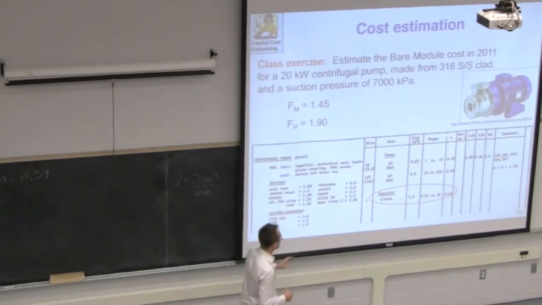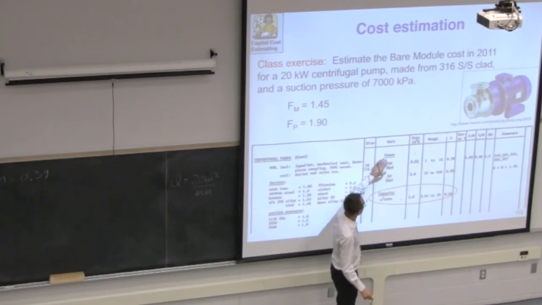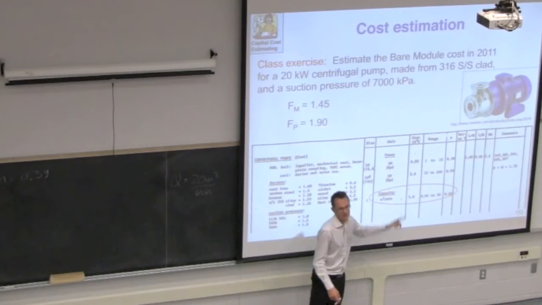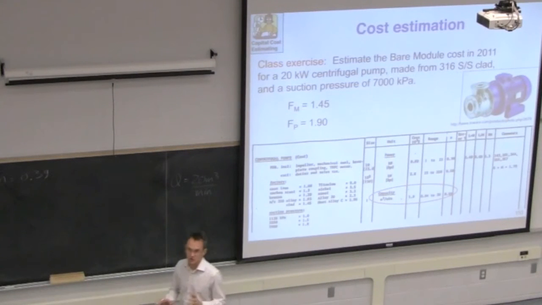Okay, so notice here we're also given the correlation for capacity, meters cubed per minute, or we're given the correlation for power. When you're given two choices like that, you can use either one. The way these tables are set up, bear in mind that not every unit correlates with cost in one singular way.